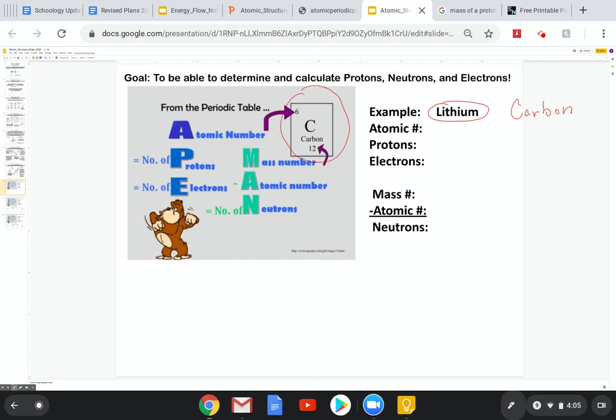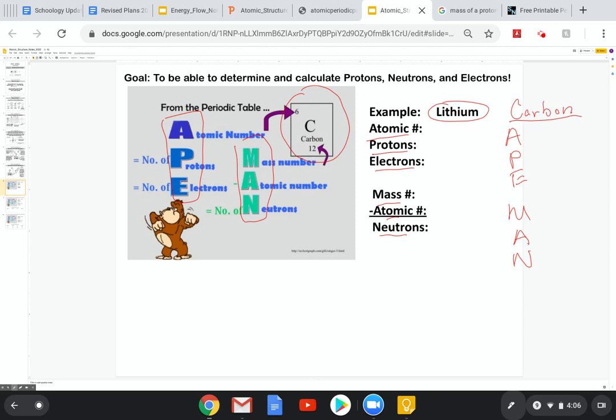So we use a technique, something to help you remember: we use APE MAN. You can just write this out, and it will help you figure out exactly how we can find the atomic number, the protons, the electrons, and then the mass number and the neutrons. So the first thing we're going to do when we see carbon is write out our APE and write out our MAN. And now we're going to find solutions to these.